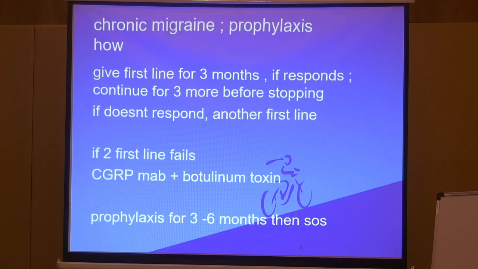The way we go for prophylaxis, normally we start one or maximum two drugs and give a trial of 3 months. If the patient responds to that, we continue it for 3 to 6 months more before tapering it. And if the patient doesn't respond to the first line of drug, then we go to the second line. The problem is after 3 to 6 months of tapering of these drugs, it is very common the patient gets the headache back.